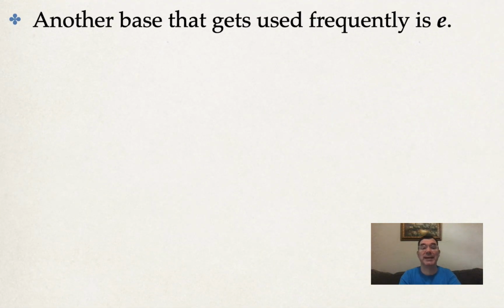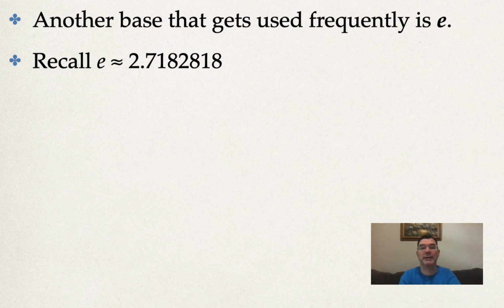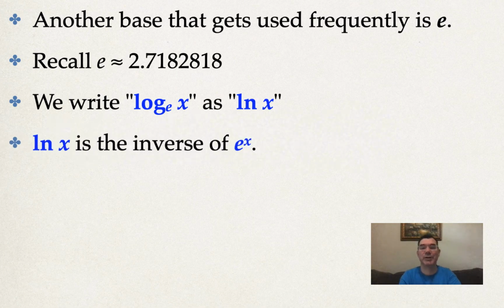So another base that gets used very, very frequently is that number e that we talked about, 2.7182818. It keeps going just like pi does, but that base gets used very often in natural situations. So we can't write it as log x because that's already being used for base 10. So if we want to talk about a logarithm base e, we're going to use that ln notation, which means natural logarithm. It's actually from the French, so that's why the letters are reversed, but just know that ln means the natural logarithm. So it is the inverse of e to the x.